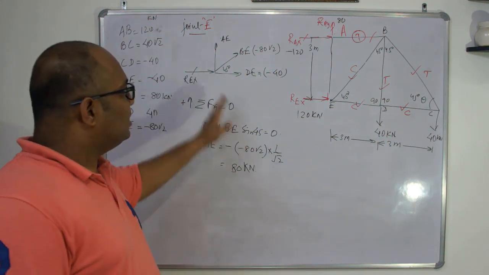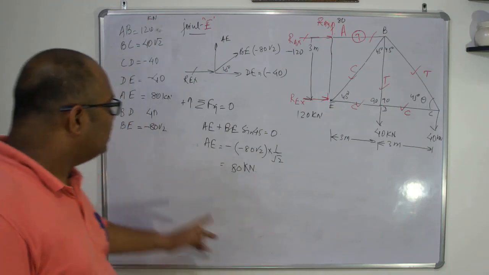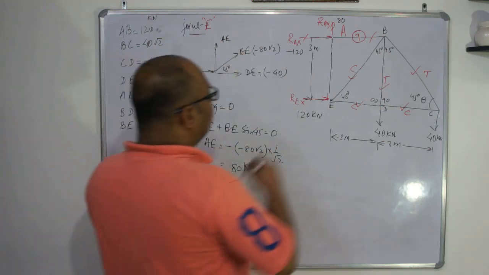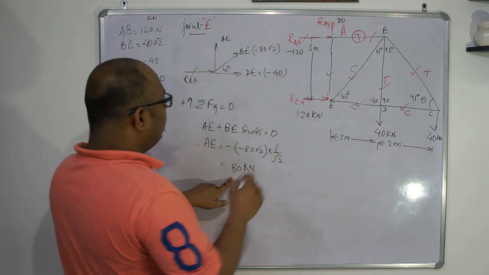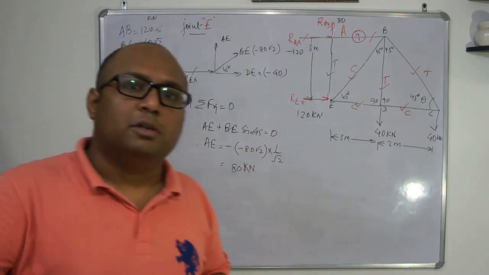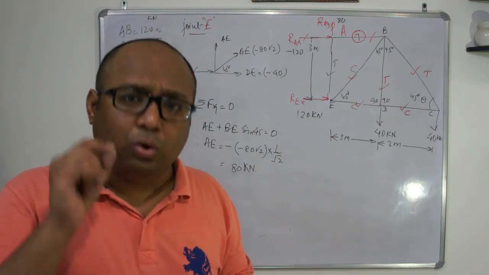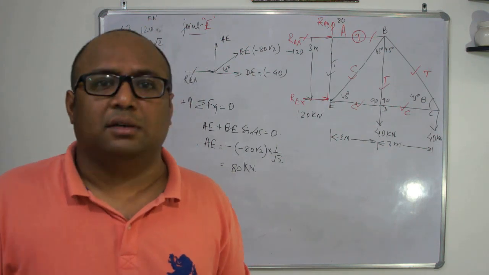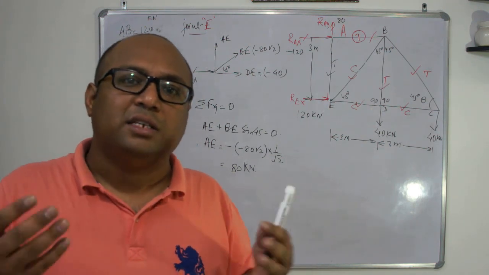Is it necessary to find the reaction over here? You can see that I have found the value of all the members of the truss, even this one, and this value is 80, so this is in tension. I have found the force in all the members of the truss, so it is not at all necessary to go for the reaction in every case. It is your judicious decision.